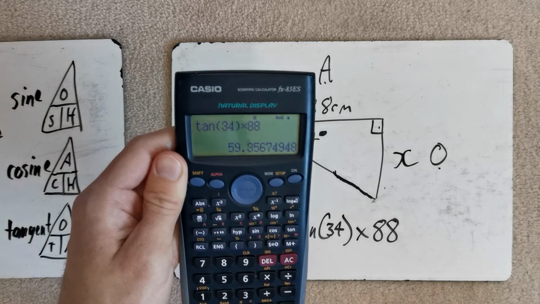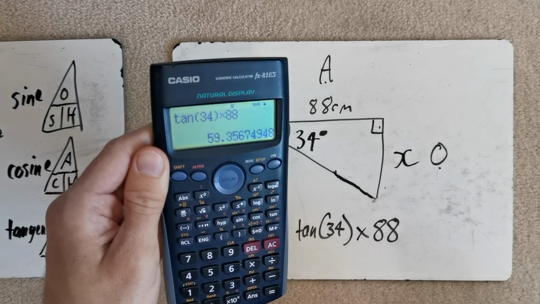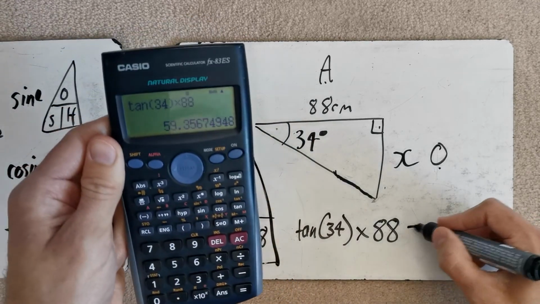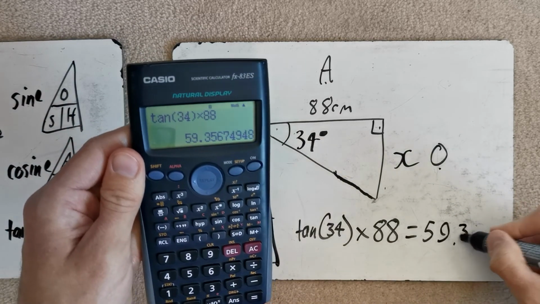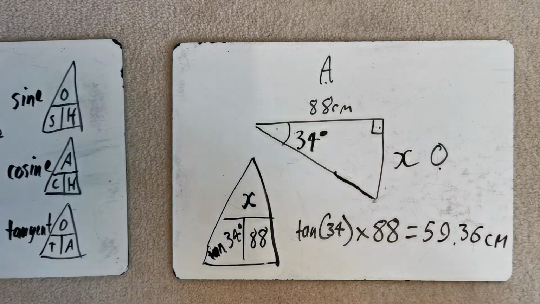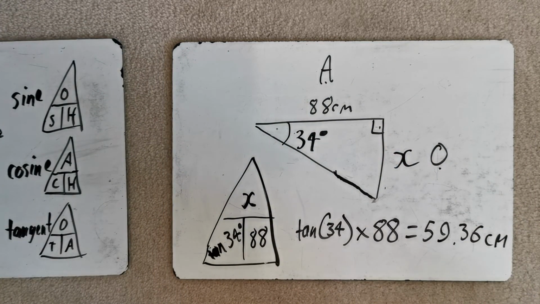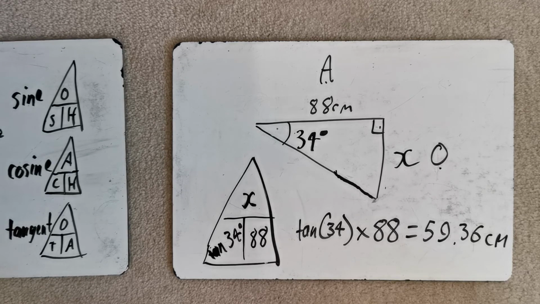There we go. About 39.36. 59.36, my bad, I misread that. 59.36. That's in centimetres, so this is going to be in centimetres. Okay, that's two trigonometric questions, very basics, two examples to kind of get you going.